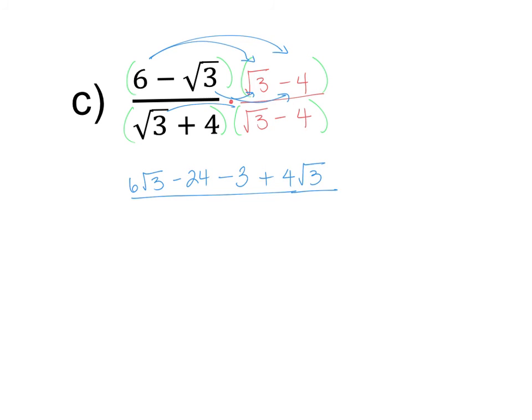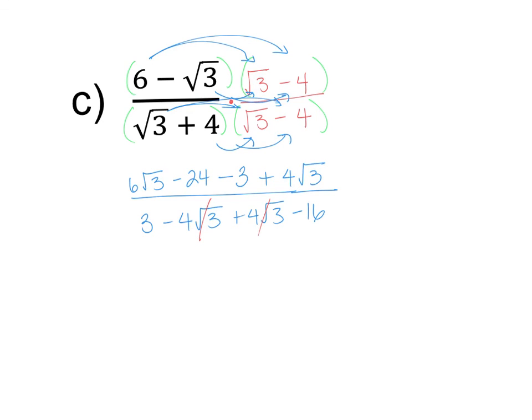So now I'm going to multiply the bottom. So square root of 3 times square root of 3, again, is a 3. And square root of 3 times negative 4 is negative 4 square root of 3. Positive 4 times square root of 3 is going to make this positive 4 square root of 3. And 4 times negative 4 is going to give me negative 16. So the middle terms cancel like they always do.